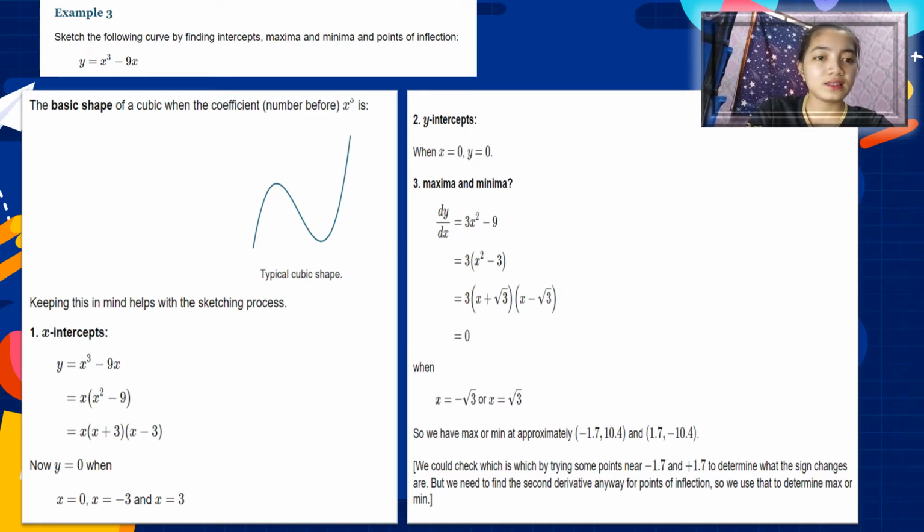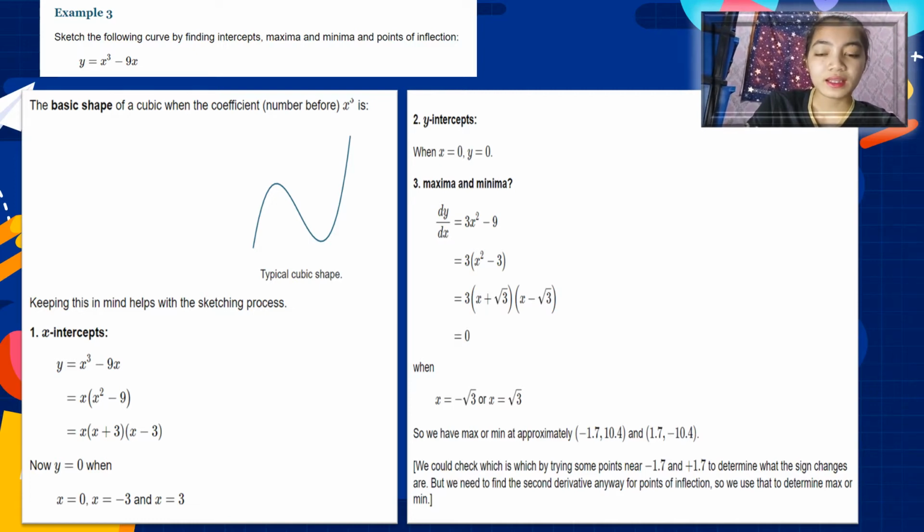First, x-intercepts. Y equal to x power 3 minus 9x equal to x in bracket x square minus 9 equal to x in bracket x plus 3 in bracket x minus 3. Now y equal to 0 when x equal to 0, x equal to negative 3, and x equal to 3.